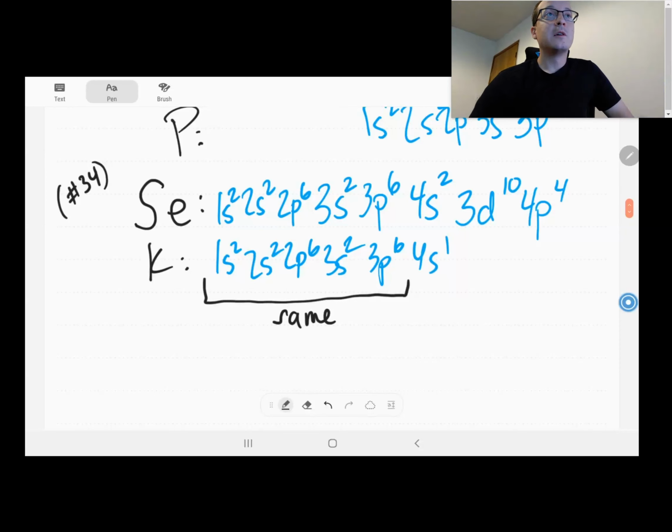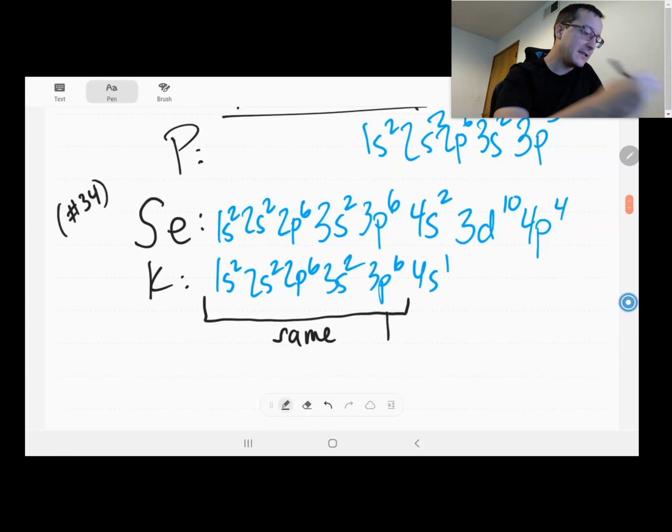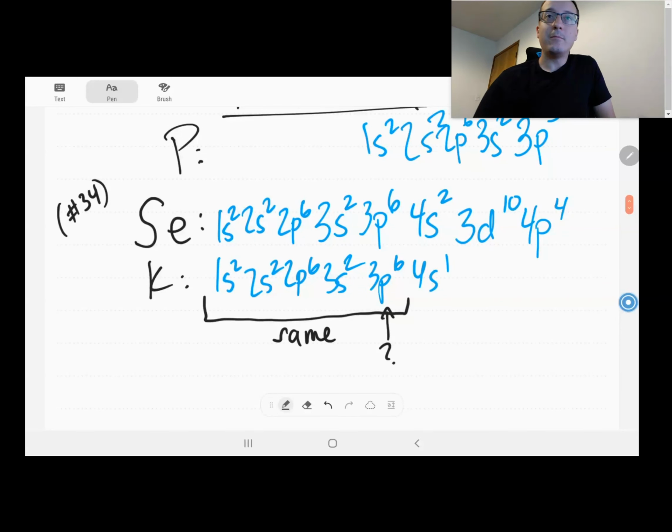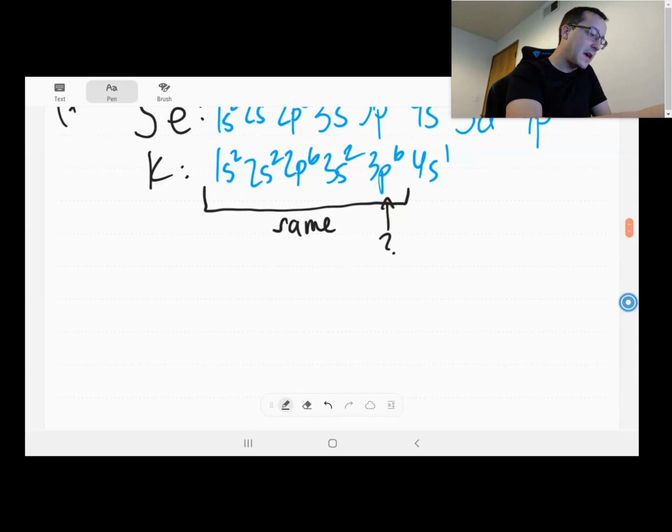So, we are going to have a shortcut for this. Because we're going to see that everything in that fourth row is going to have all of these the same. From 1s to 3p, they're all going to be completely filled. So, what is the electron configuration that ends in 3p6, by the way? What element is that? What is 3p6? Yeah, it's argon, right.